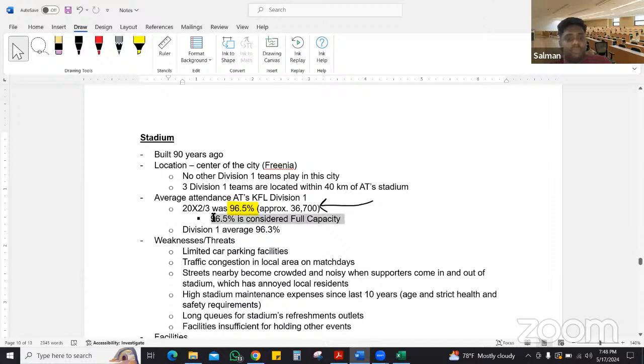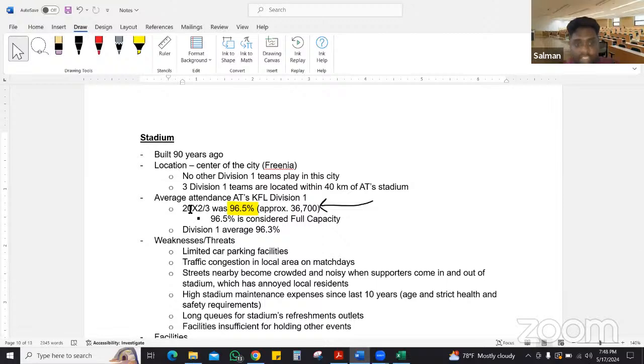Normally, 96.5% is considered full capacity. So we can conclude that our stadium is fully occupied. Think about a large amount of seats. There can be some small amount of seats, obviously empty. That's natural. So if it's 96.5%, that's considered full capacity.